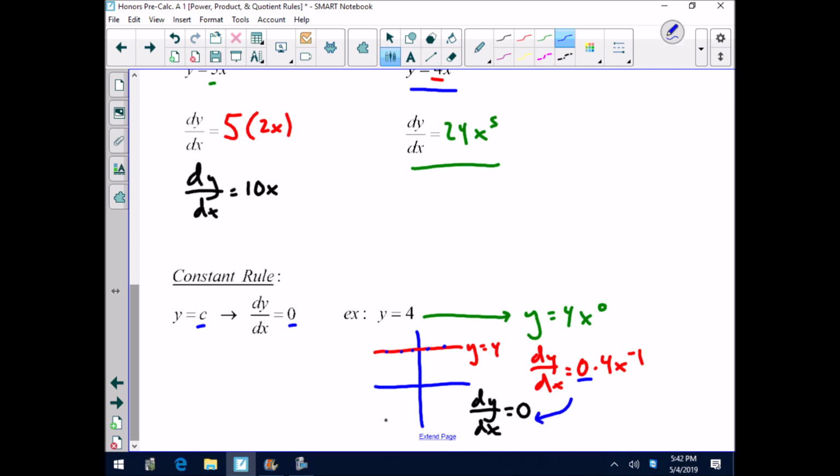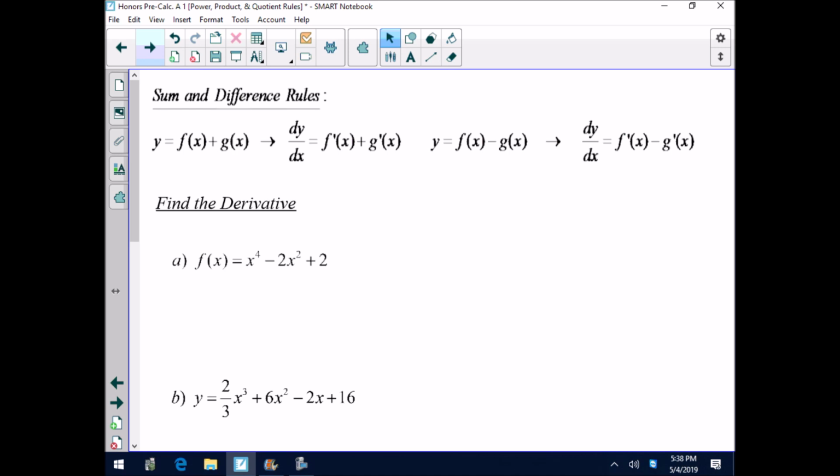So in general, when we think about taking the derivative of a constant, we would say that the derivative of a constant is always 0, right? So right here with our next rule, we are going to look at the idea of taking the derivative of a sum and a difference, right?